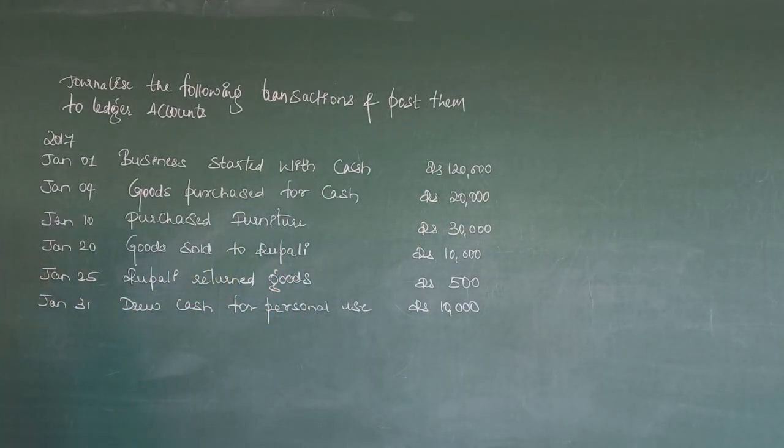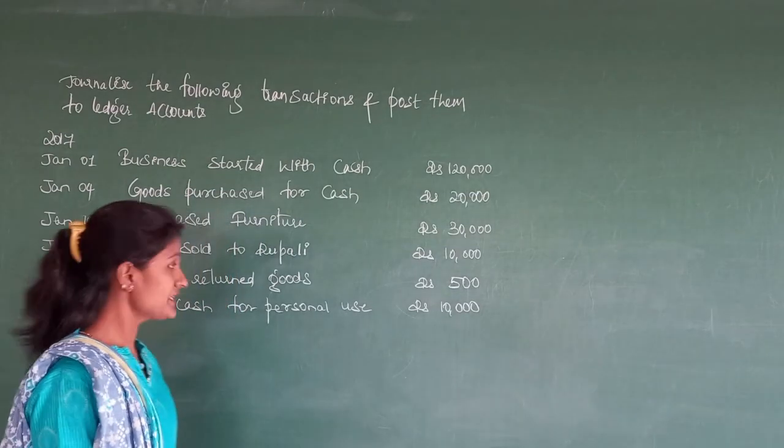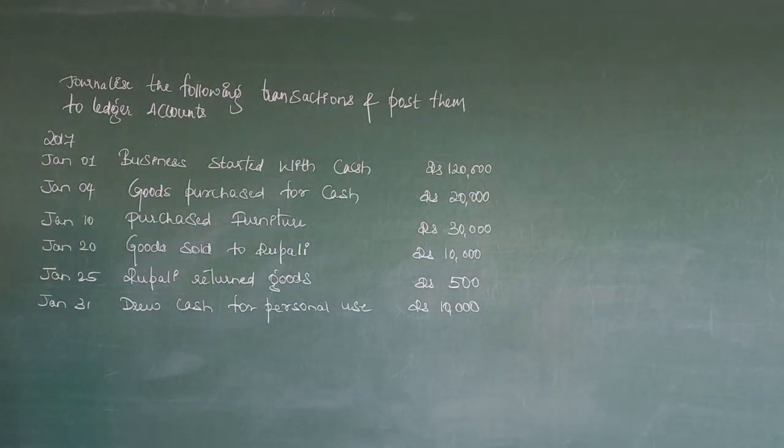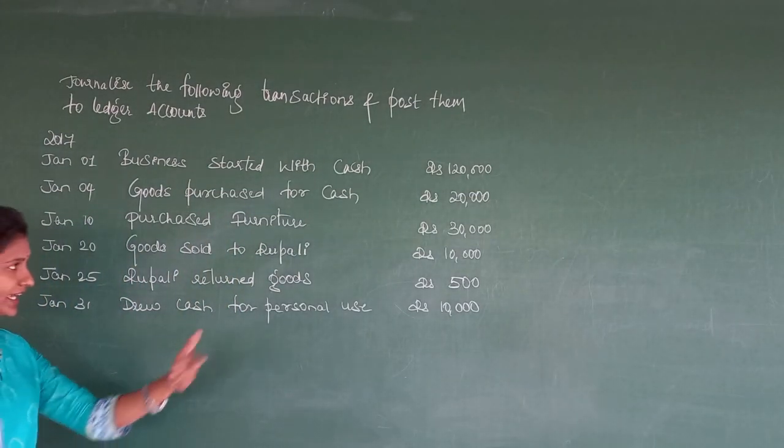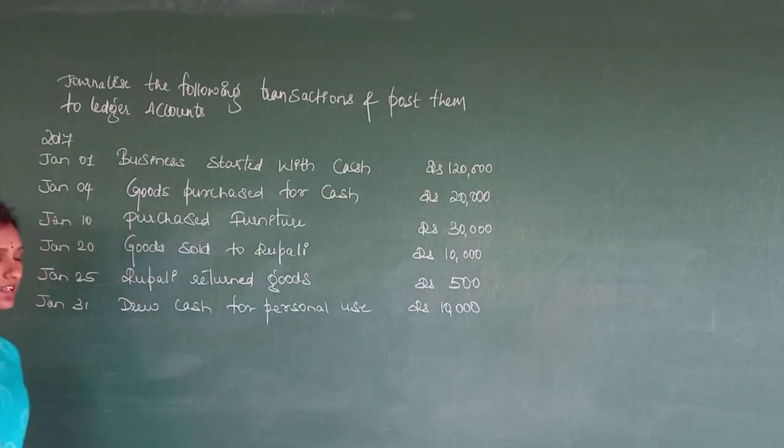Next, January 20, goods sold to Rupali. Goods have been sold to Rupali. How much cost? It is 10,000 rupees. And next, on January 25, Rupali returned goods. What has she done? She has returned the goods, that is, sales return.